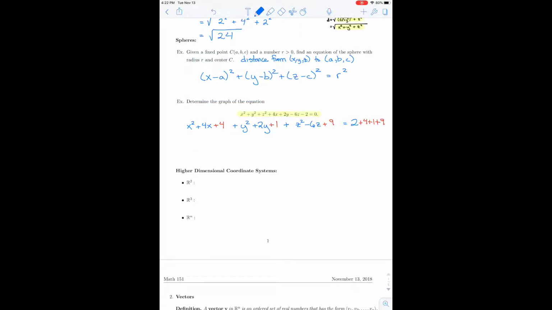I'm now going to factor each of the x, y, and z terms so that I get x plus 2 squared plus y plus 1 squared plus z minus 3 squared equals 16. So now we can see that our sphere has a center (-2, -1, 3) and a radius of 4.